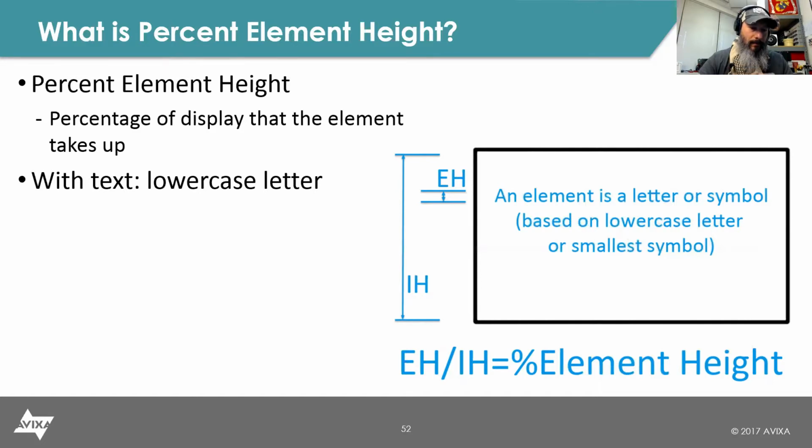14 times 46 is 644. I might be able to get away with 6% element height. 0.06 times 200 equals 12. Let's see, 46 times 12. Let me see if I can do a 7% or a 6.5%. So that'd be 46 times 13. All right. So a 6.5% element height on a 46-inch display would be roughly 3 inches.